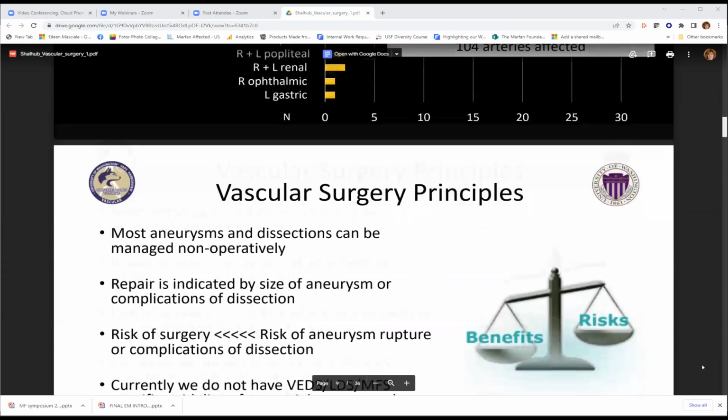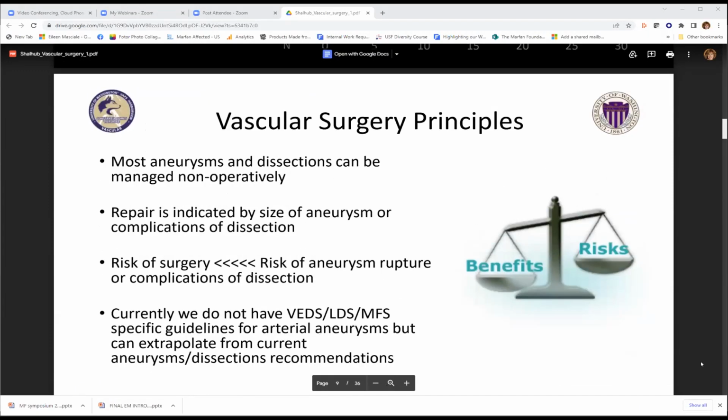Next slide. So in terms of repair principles, we do know that most aneurysms and dissections can be managed non-operatively. And I think this is a very important concept to make, because when people hear that they have a dissection or aneurysm, that is obviously a worrisome diagnosis, but it's important to recognize that most of them can be managed non-operatively. But when we do repair them, we always want to weigh the risk of surgery and the benefit of surgery. And the benefit is to prevent the risk of aneurysm rupture. So once the aneurysm reaches a certain size that it is at risk for rupture, then the benefit of surgery becomes more important than the risk of surgery. And so we base that on size criteria, and I'll show you how we come to these size criteria.